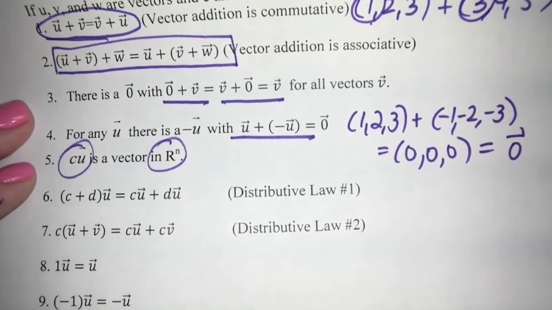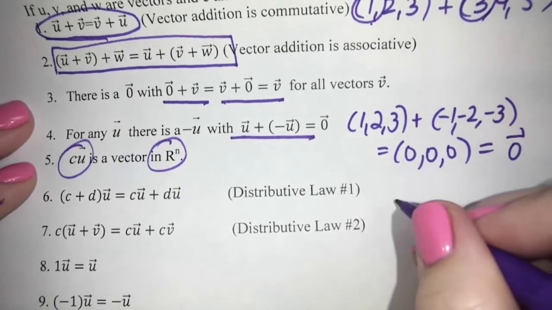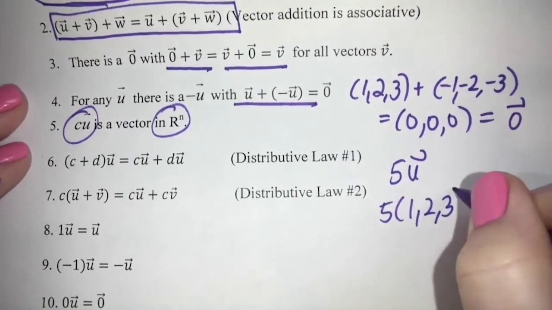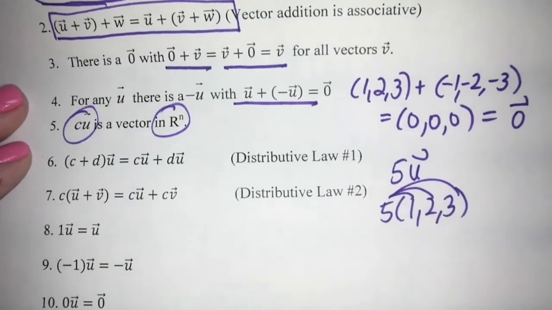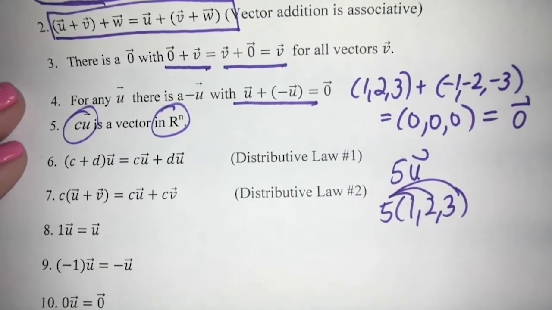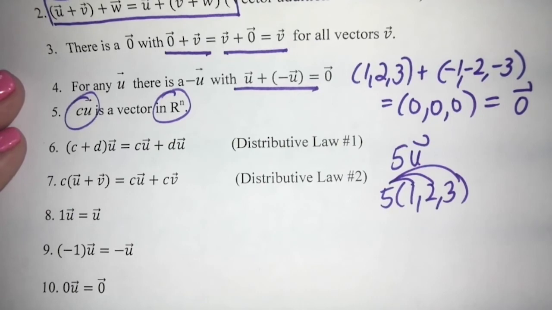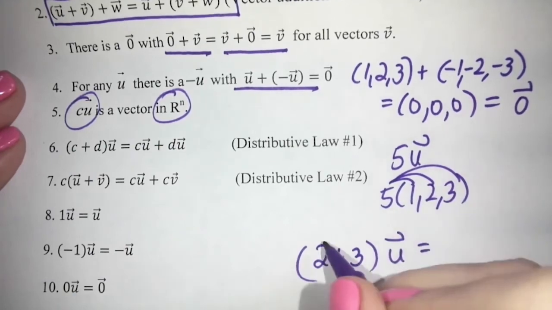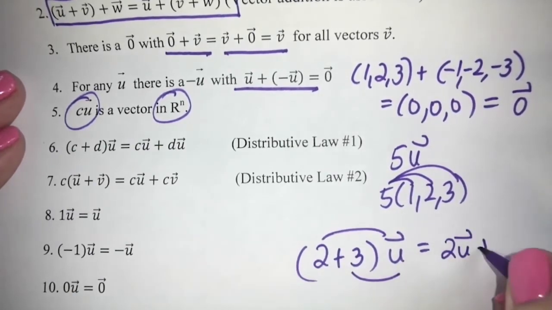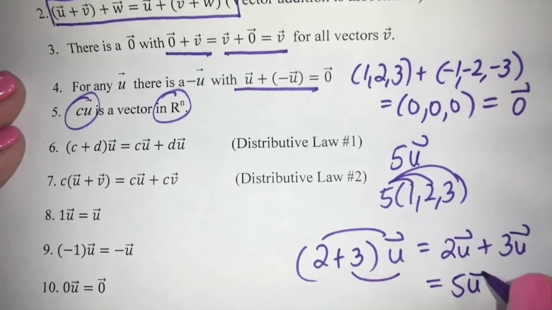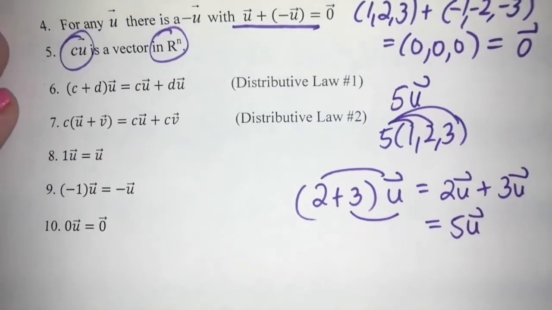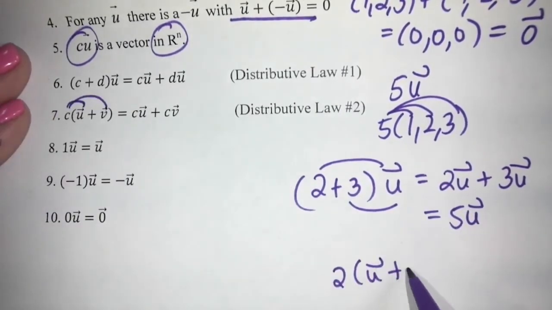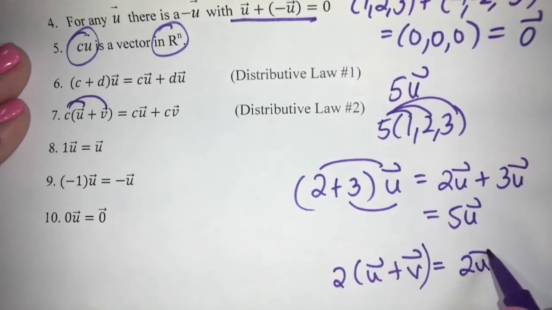Cu is a vector in Rn. That just means if you start out with a vector in R3 and you multiply it by 5, let's say, then 5 times u, if u is 1, 2, 3, then 5 times u would still be in R3. So if it starts out in R3 and you multiply it by a constant or a scalar, then it would still be in R3. Number 6 says if you take something like 2 plus 3 times a vector, you can distribute it. You can say that's 2u plus 3u, which of course we know 2 plus 3 would be 5u in the end. Same thing with number 7, we can distribute the c through. So if we have 2 times u plus v, we can say that that's 2u plus 2v.